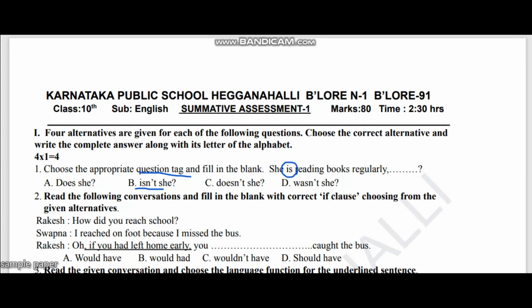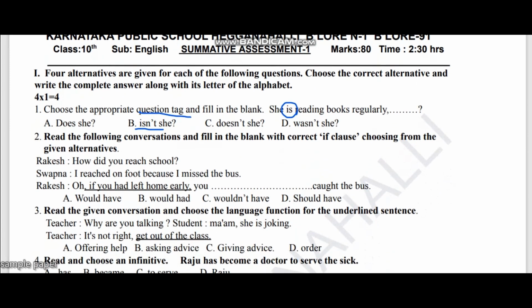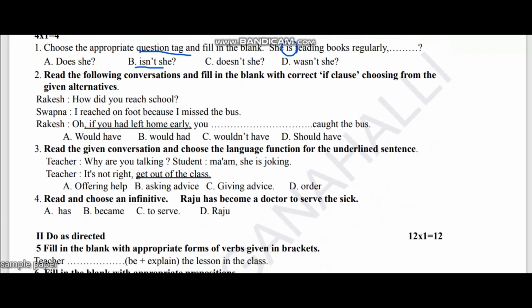2, read the following conversation and fill in the blank with correct if clause choosing from the given alternatives. Rakesh, how did you reach school? Swapna, I reached on foot because I missed the bus. Rakesh, oh, if you had left home early, you dash caught the bus. The right option is A, you would have caught the bus.